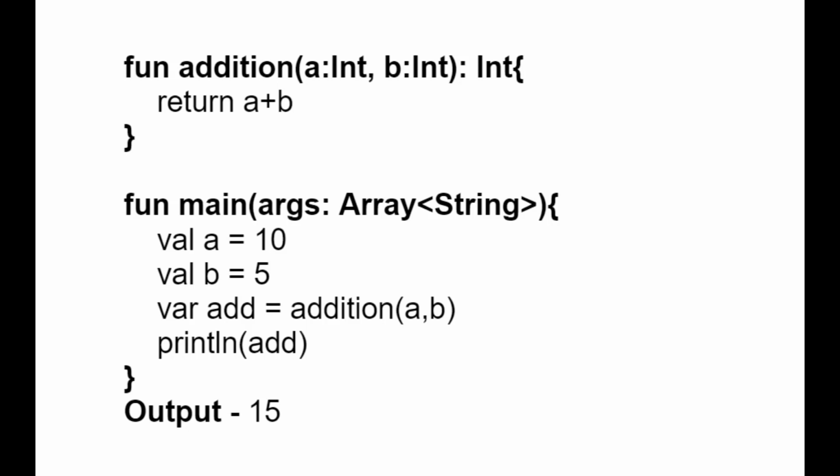Let's take an example. Suppose we are having a function named addition and we are passing two variables in it, variable a and b, and we are returning a plus b. We are using this function in our main function and we are assigning this function to a variable add and printing its value. The output will be 15. Here addition is a function and it returns the sum of two parameters that we are passing to it.